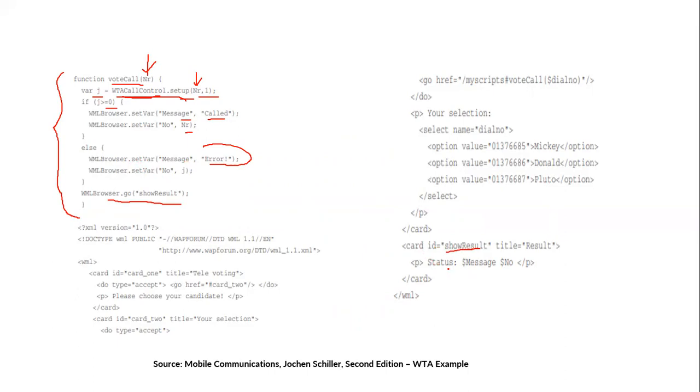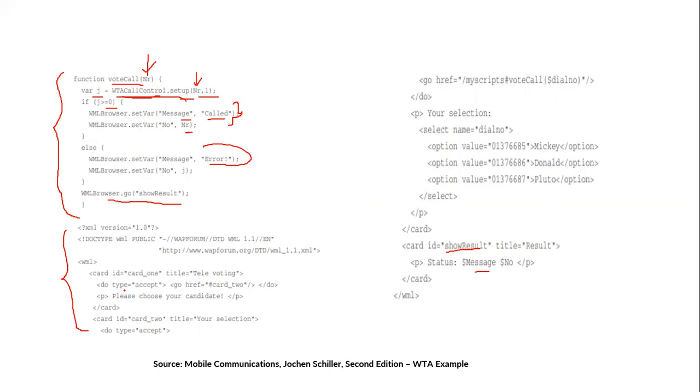So this will be called, and here what we are doing is status message and number. Message is a variable. So if message is assigned with this, then it will say called a particular number. No is this number. If message is assigned with error, then it will say error with so and so number, with the error and the error code. Okay, so this is the basic WML code.